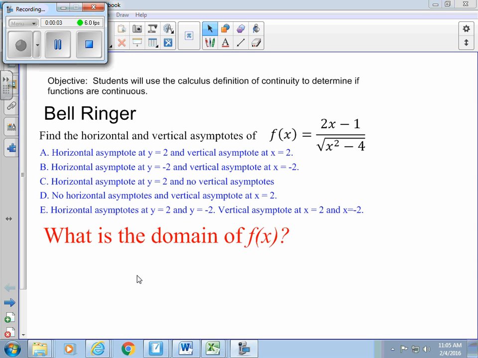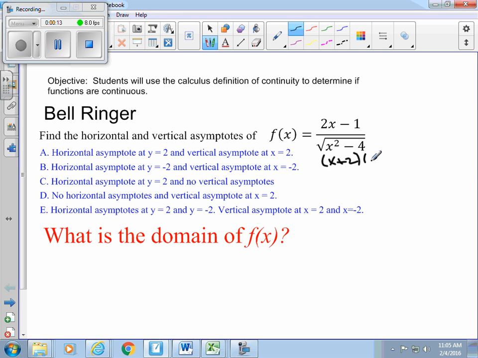How do you find vertical asymptotes? Look at when the denominator equals 0 and the top does not, right? 2 and negative 2. Good. Everyone agree? All right, so done. I could answer the question right there and get it right. Correct? Because there's only one answer.